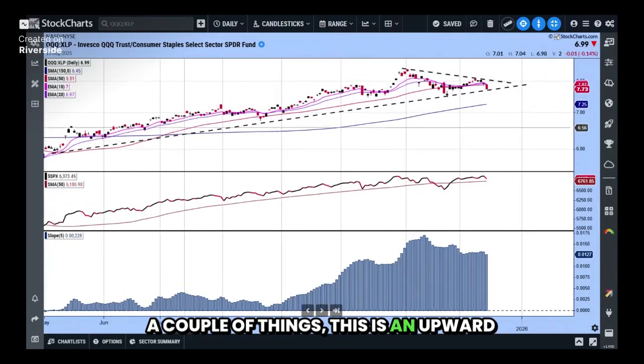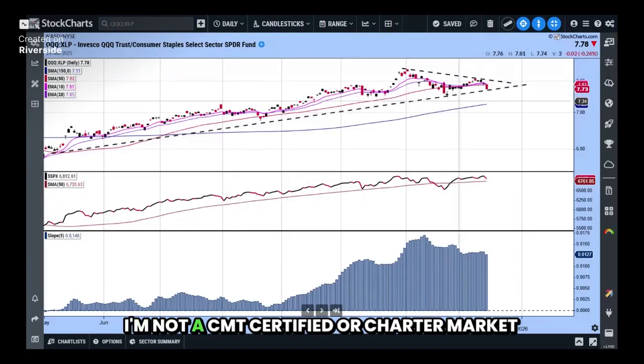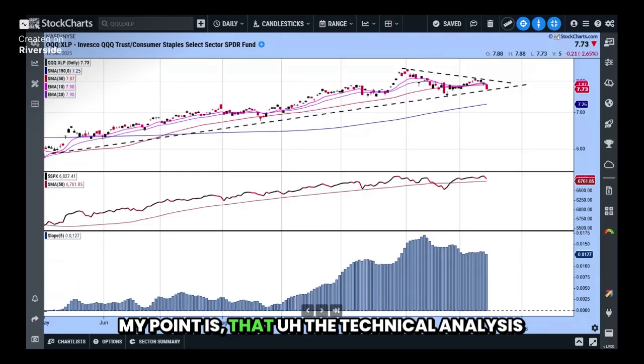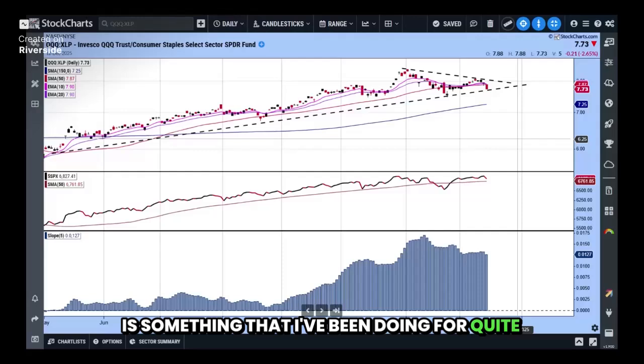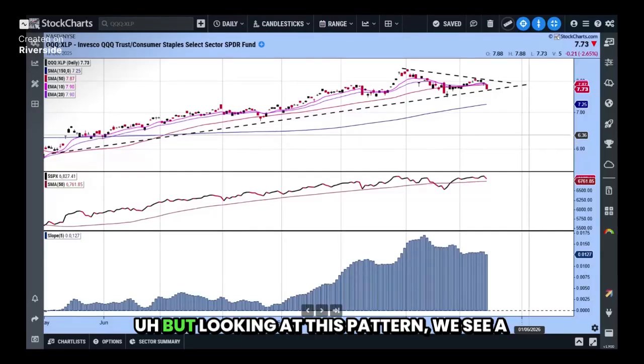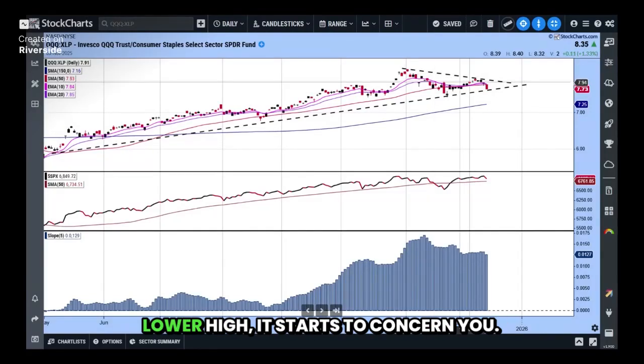A couple of things. This is an upward wedge. I'm not a CMT, a certified or chartered market technician. My point is that technical analysis is something I've been doing for quite some time, over 30 years. But looking at this pattern, we see a lower high. It starts to concern you. I don't want to see this break.